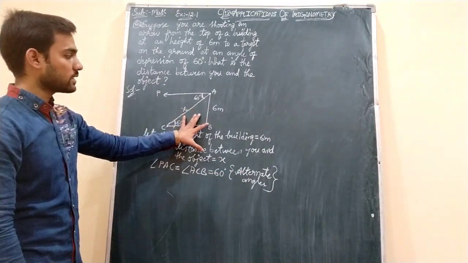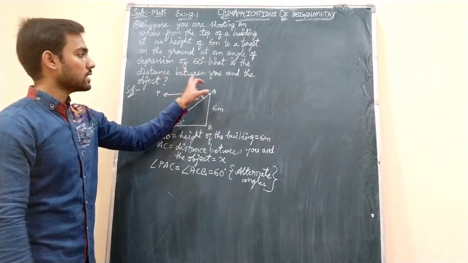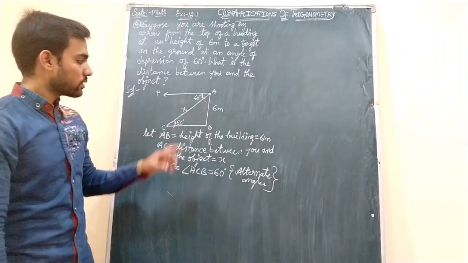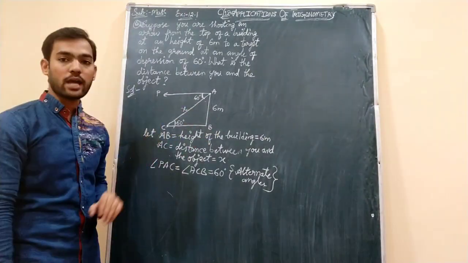Now taking this triangle to find out this X, because it is the distance between you and the object. So with respect to this angle, you see this is the opposite side and this is the hypotenuse side.